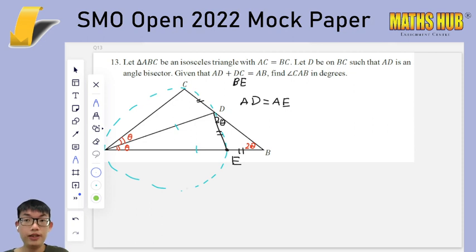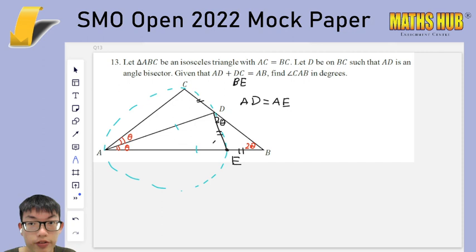So we can now just angle chase a little bit. Since those two are supposed to be equal, and we know that this angle is supposed to be 4 theta, the exterior angle of this triangle. So 9 theta equals 180 degrees, theta is equal to 20 degrees, and angle CAB is 40 degrees.